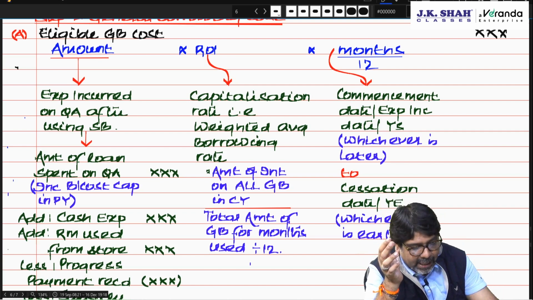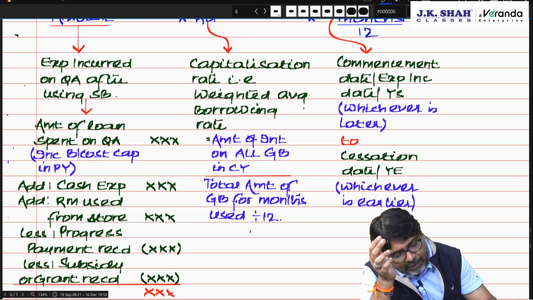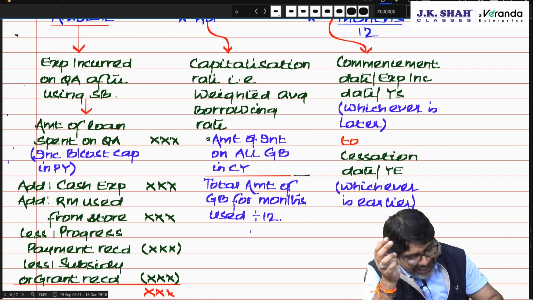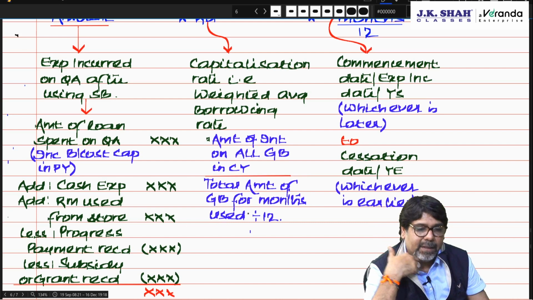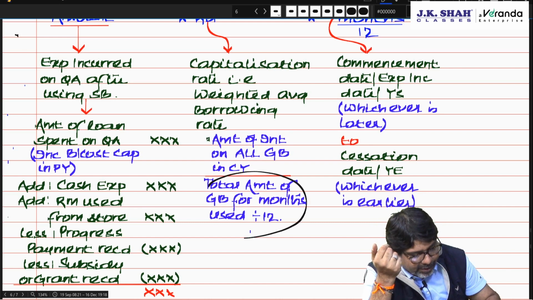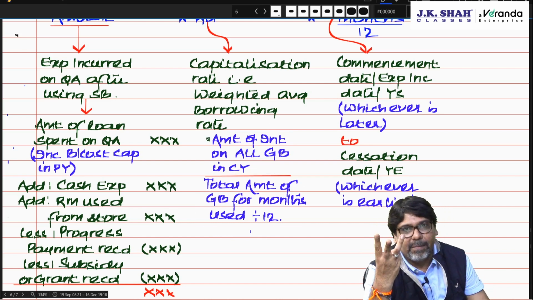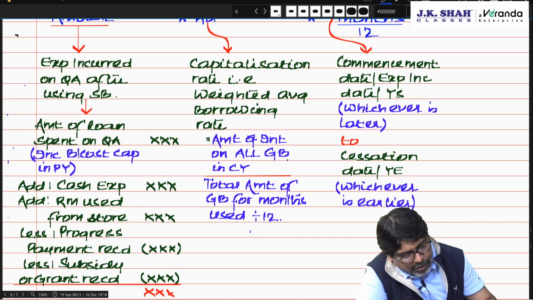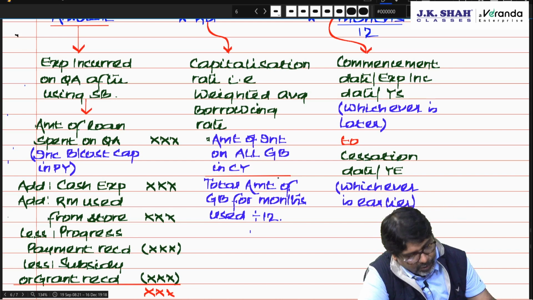How to find out the weighted average rate? Capitalization rate, that is weighted average borrowing rate, is nothing but amount of interest on all borrowings in current year divided by total amount of general borrowings used divided by 12 months. Am I clear? If you are giving interest for 3 months, then you should take the total for borrowings also for 3 months only, no? So amount of interest on all general borrowings in current year, divided by total amount of general borrowings for months used by 12.